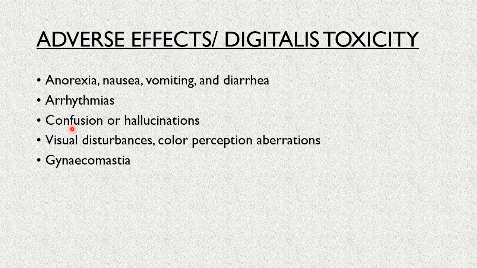We studied earlier it can produce effects on the central nervous system as well, so it can produce confusion or hallucinations, visual disturbances and color perception aberrations. The patient sees halos around bright objects, and gynecomastia because of the presence of a lactone ring in its structure. So these are the important adverse effects, and anorexia, nausea, vomiting, diarrhea are the most important adverse effects of digoxin.